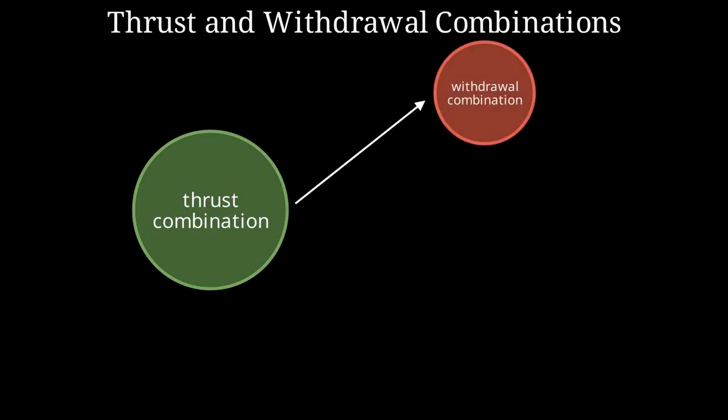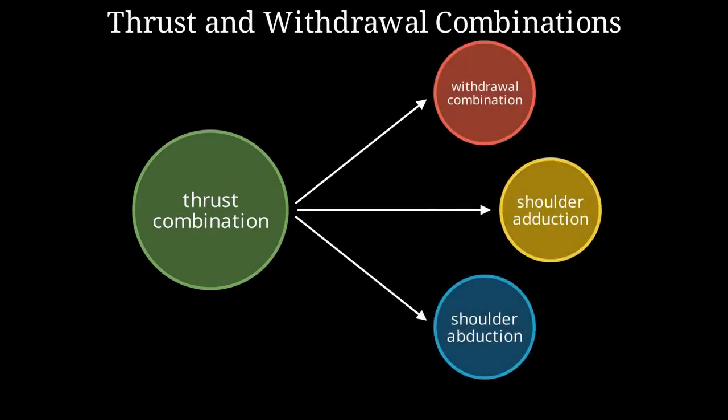Certain combinations in upper extremity patterns, like thrust and withdrawal, involve fixed motion sequences. Thrust is associated with shoulder reduction and extension of fingers, wrist, and elbow, while withdrawal is linked to shoulder abduction and flexion of fingers, wrist, and elbow. These combinations can be used to emphasize selective motions or reinforce weaker muscles.